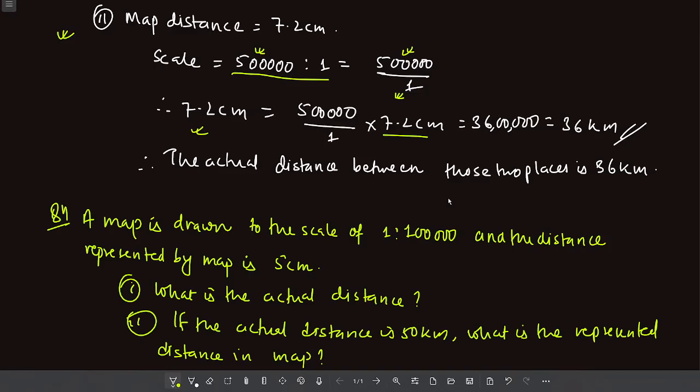Sir, how do you convert centimeter into kilometer? Kilometer into centimeter or centimeter into kilometer? Centimeter to kilometer. Okay, you need to divide by 1 lakhs. Divide by 1 and 5 zeros.